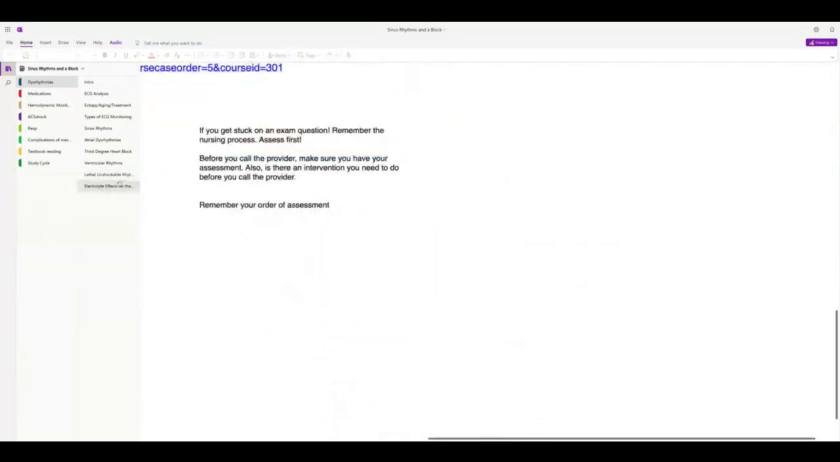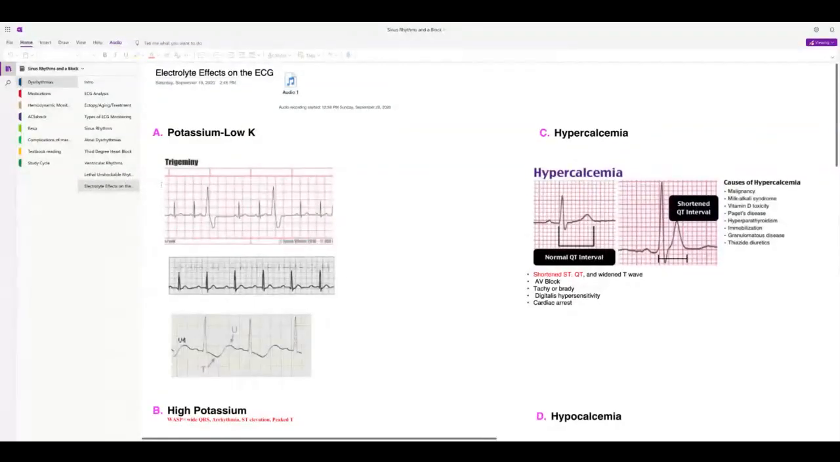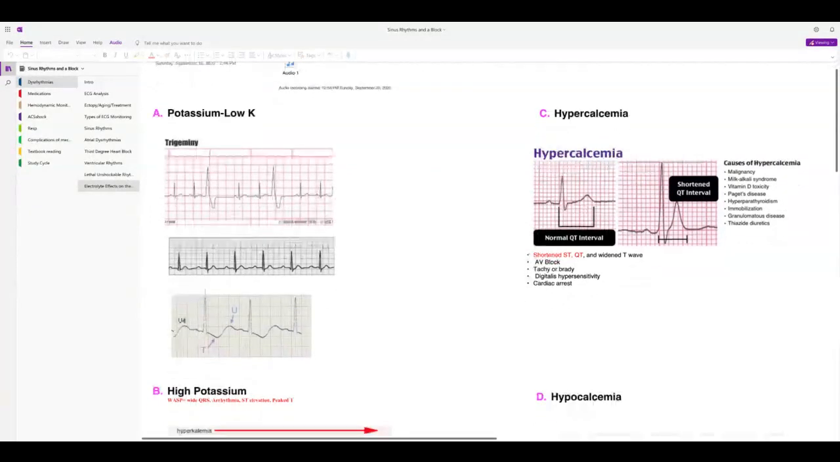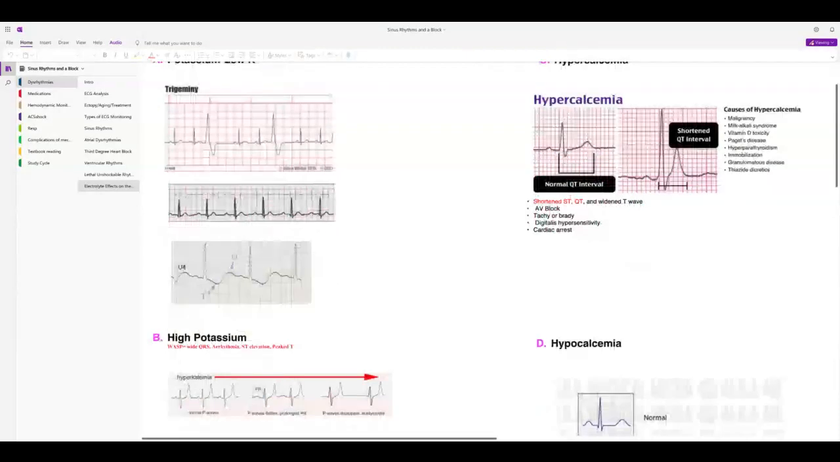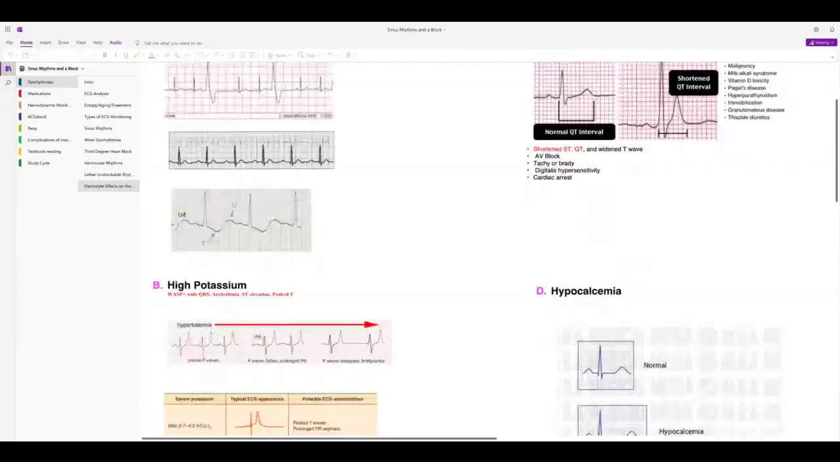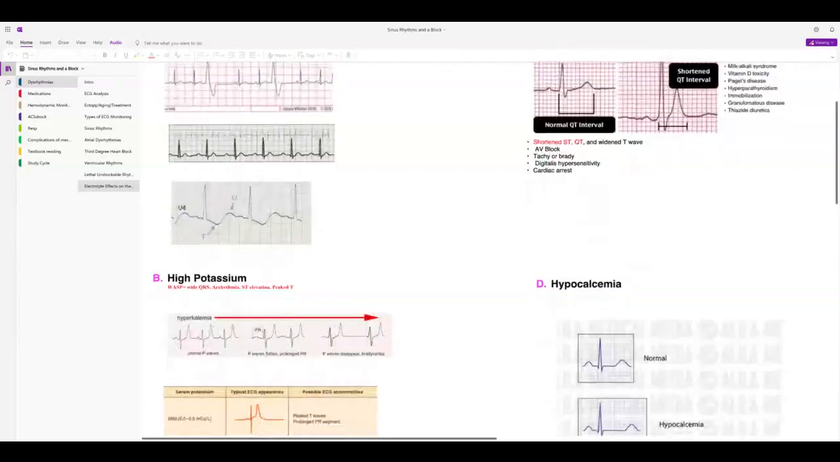All right, electrolyte effects on the ECG. Okay, I told you about low K and trigeminy. Also they can develop a first degree block. They can develop a U wave, which you hardly ever see. With high potassium, you can remember the mnemonic WASP. They could develop a wide QRS. They could have ST elevation and peak T waves, and they can also get first degree block.